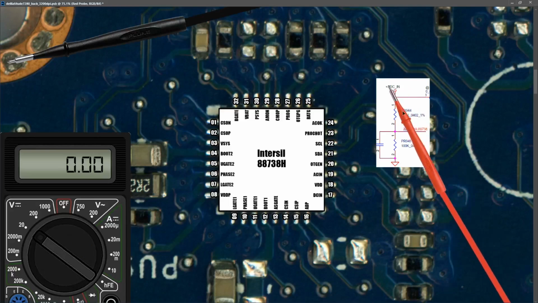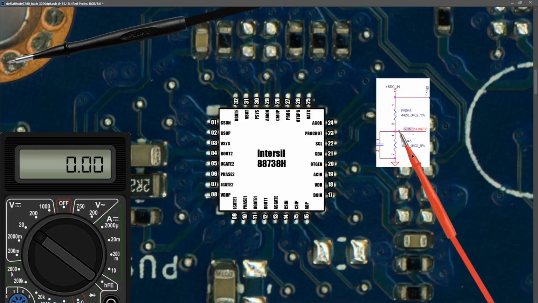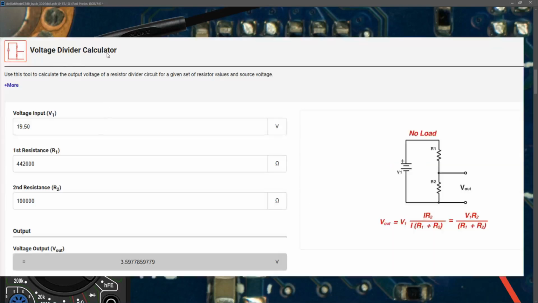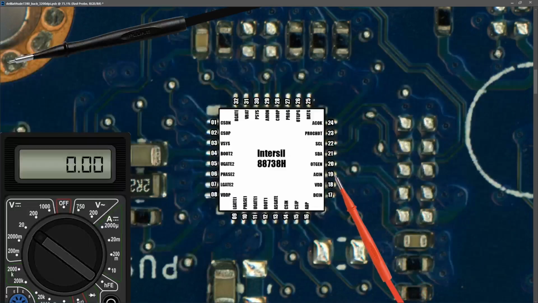So we have our 19.5 volts DC in, and then a voltage divider circuit. The ACIN pin is measured between those two resistors. So all we need to do is feed those values into an online voltage divider calculator, and we can find out what we should be expecting at the ACIN pin. Our online voltage divider calculator from DigiKey tells me that if we have our voltage 19.5, our R1 442 kilo ohms, our second resistance 100 kilo ohms, the output should be 3.59 volts. And when I measure at pin 19, I find that it measures 3.52 volts. So that's close enough to the value.